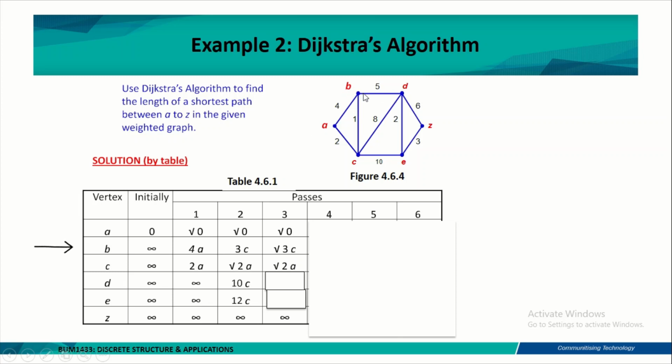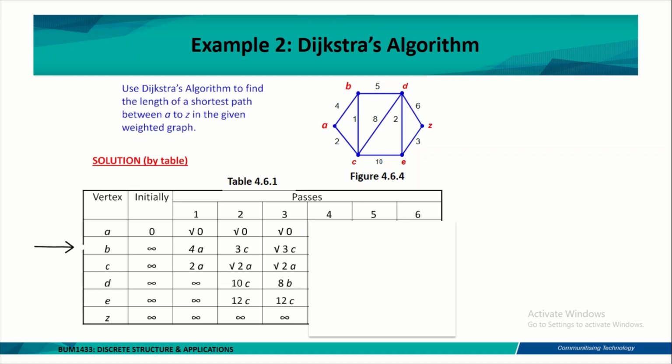So point B goes to D. We see that we have 8B, and since 8 is less than 10, we have to overwrite it, so we write 8B here. For E, since it is not adjacent to B, we just copy and paste from the previous pass, so we have 12C. Also with Z, we already have infinity, and for the rest we do it with the same steps.